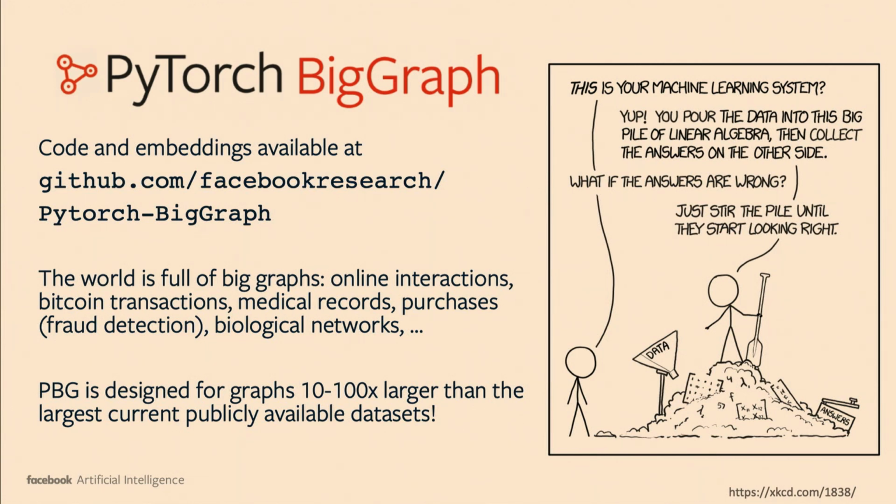I just want to mention that I think the world is full of big graphs. Things like online interactions, Bitcoin transactions, medical records, purchases, biological networks, and so on. And we've really only looked at a couple things here. And so I hope people try this out for other kinds of large graphs. PyTorch-BigGraph is really designed for graphs that are quite a bit bigger than even the largest currently available public data sets. So we hope that this spurs people to work on even larger data sets and look at graph embeddings for bigger data.